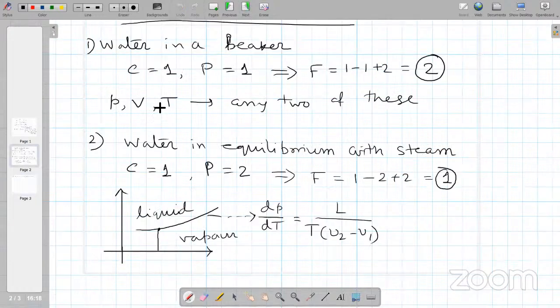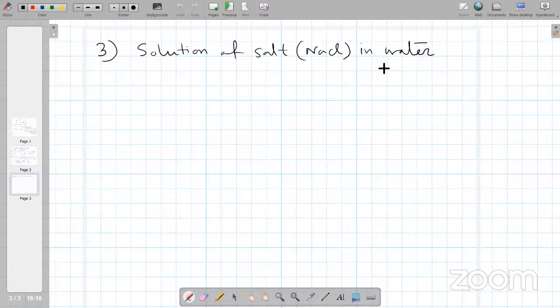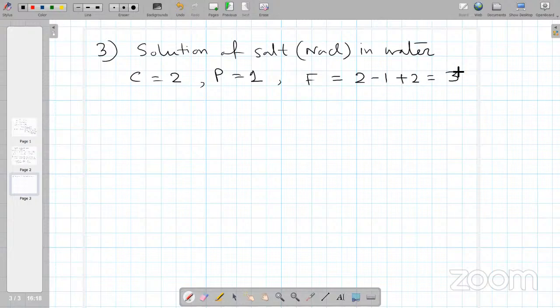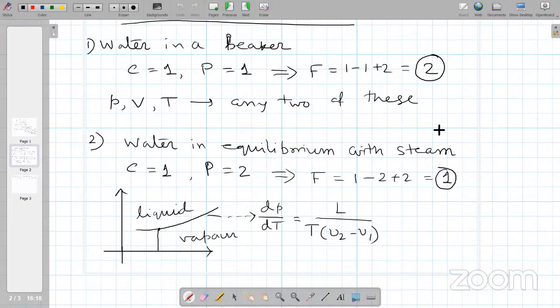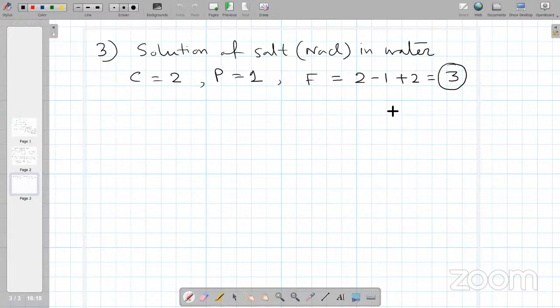Just like in the first case where we have pure water in a beaker, now we add salt to it. What happens? Now component C becomes 2, and phase, sorry, capital P again, becomes 1 because it's just the liquid phase. So F eventually is 2 minus 1 plus 2, which is 3. Here it was 2, now it has gone up by 1, to 3.